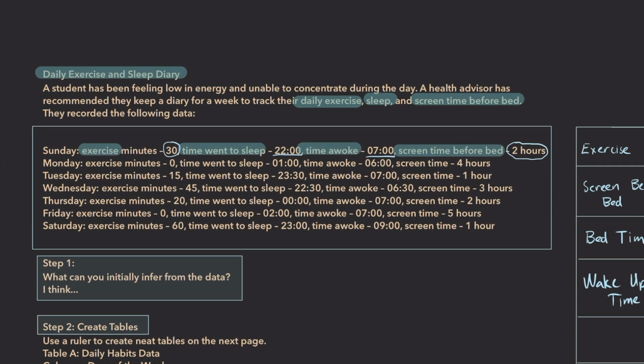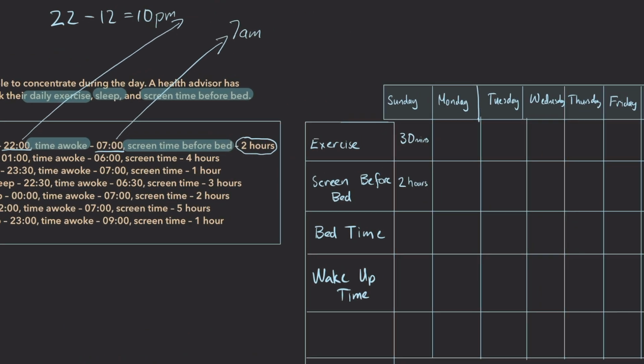To turn a 24-hour time into a 12-hour time, we need to take 12 off it. So if we've got 22:00, we subtract 12, and that's going to be 10. So that becomes 10 p.m. And 7 is 7 a.m. And I can put those in my table. So bedtime is 10 p.m. and wake up time is 7 a.m.